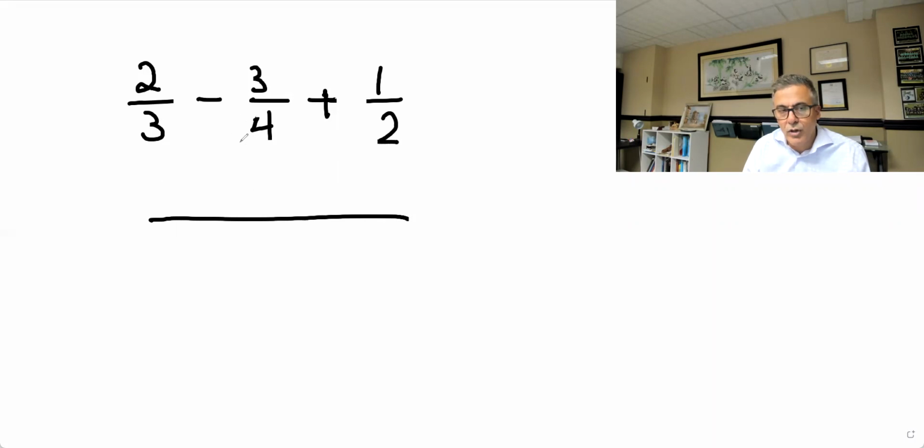3 doesn't go into 4, so you have to look for the next multiple of 4, which is 8. 2 goes into 8, but 3 doesn't. And the next multiple is 12. 12, 2 goes into 12, and 3 goes into 12. So 12 is my lowest common denominator.